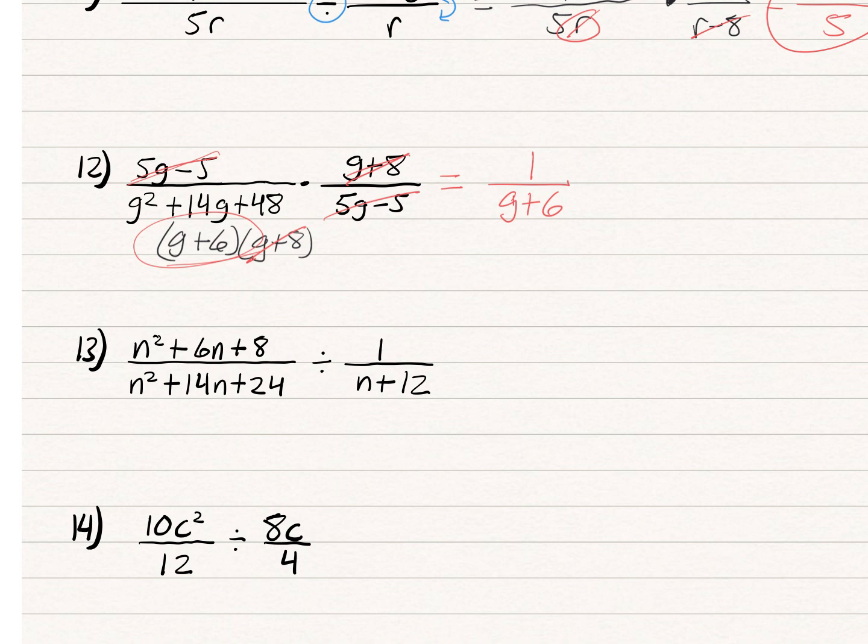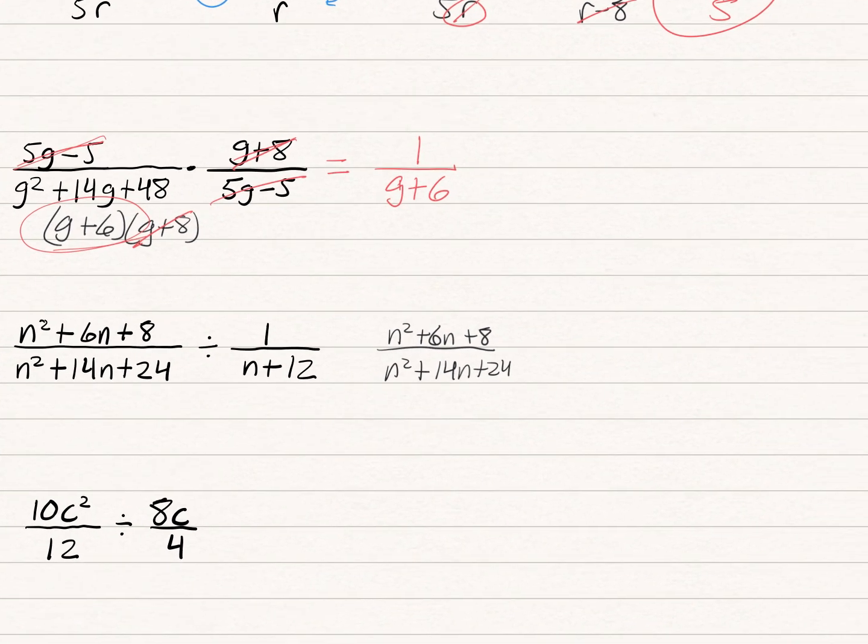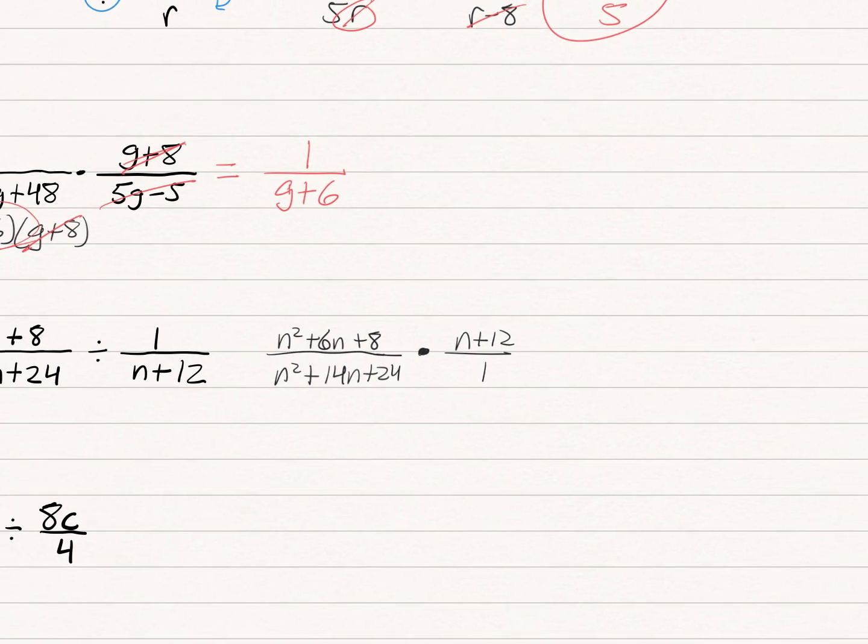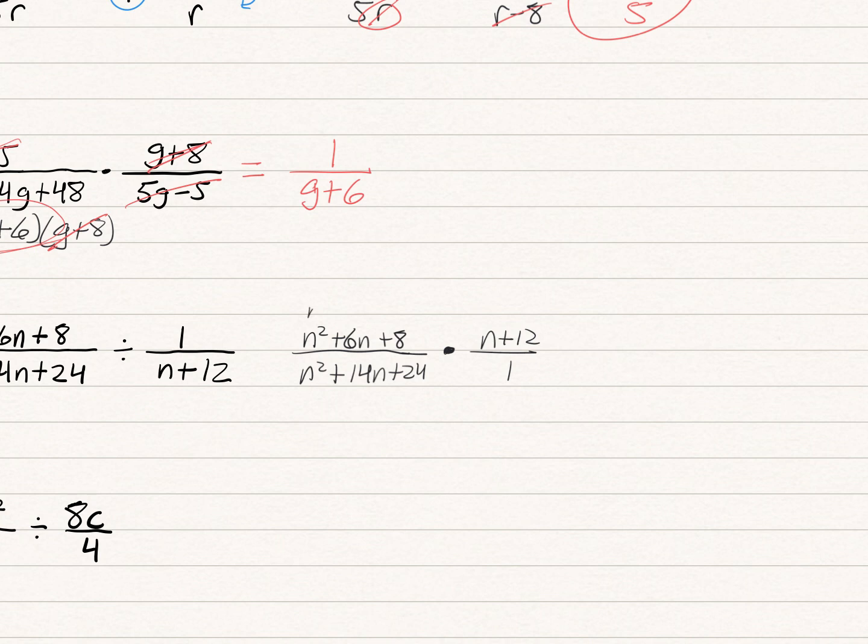All right, and we have another division problem. As always, we keep, change, flip. N squared plus 6n plus 8 over n squared plus 14n plus 24. Change division to multiplication, and then flip n plus 12 over 1. And now we want to factor everything. So n squared plus 6n plus 8 becomes n plus 4, n plus 2. N squared plus 14n plus 24 becomes n plus 12, n plus 2.